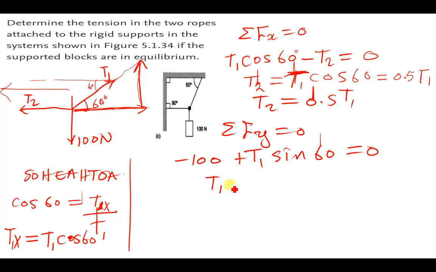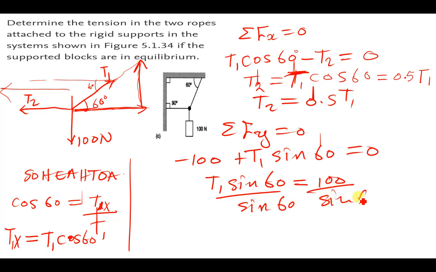So when we make T1 the subject, we have T1 sine 60 is equal to, when you take the 100 to the other side of the equal sign, so we divide by sine 60, and then T1 will therefore be equal to 100 divided by sine 60. The answer will be 115.47 newtons. So this one is for T1.